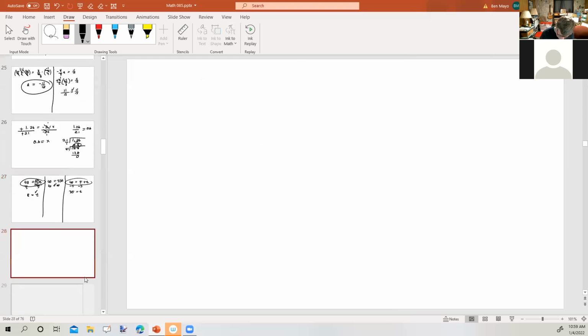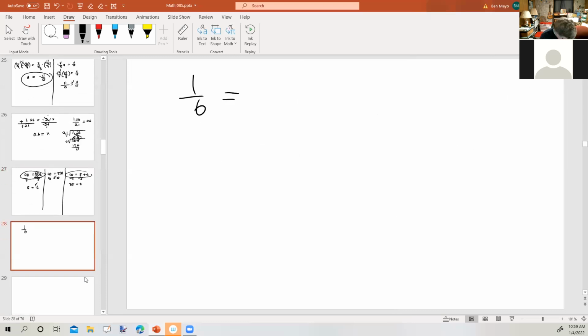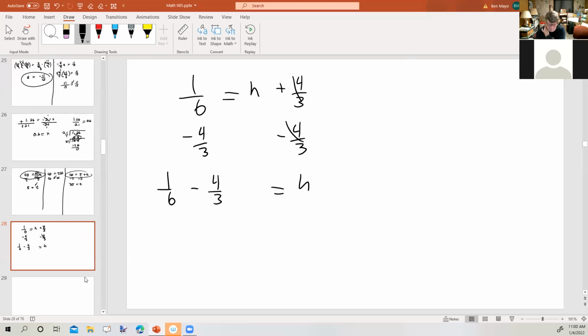How about this one? 1/6 equals h plus 4/3. To solve for h, we'll subtract 4/3 from both sides of the equation. So I've got 1/6 minus 4/3 equals h. Okay. To subtract two fractions, I need a common denominator. In this case, it is 6. 1/6. If it ain't broke, don't fix it. 1/6 stays as 1/6.